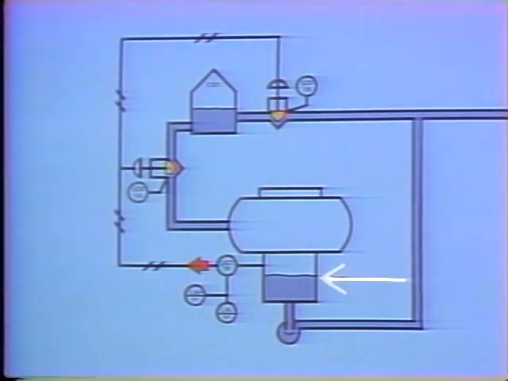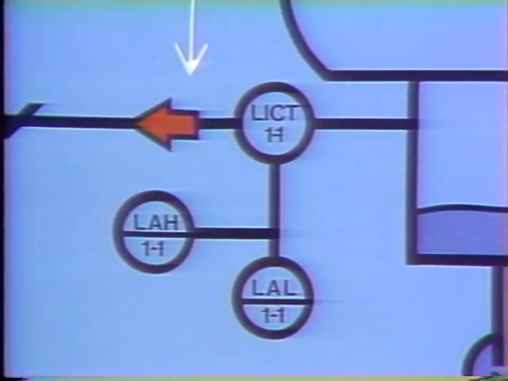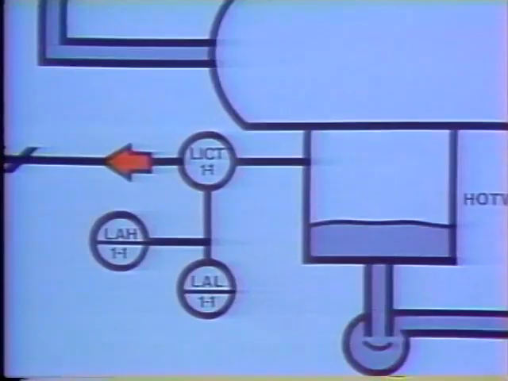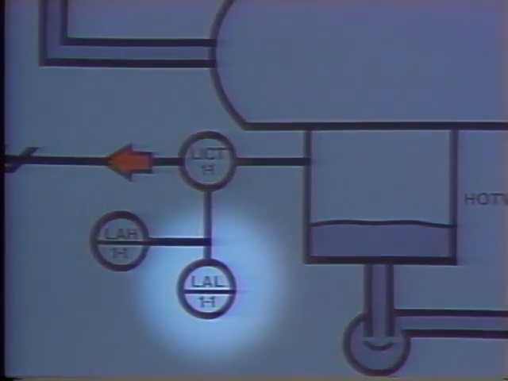If level in the hot well drops, a decreasing signal from the level indicating control transmitter is sent to level control valve 1A in the makeup water line. The decreasing signal causes the control valve to open. Water from the condensate storage tank flows into the condenser. Level in the condenser should increase, but if level continues to decrease, a low-level alarm will sound when level reaches a predetermined point. The alarm alerts the operator that some action needs to be taken.